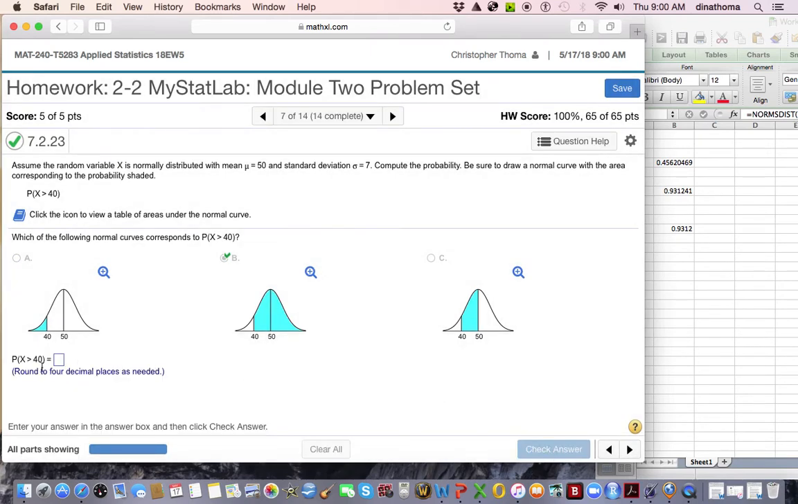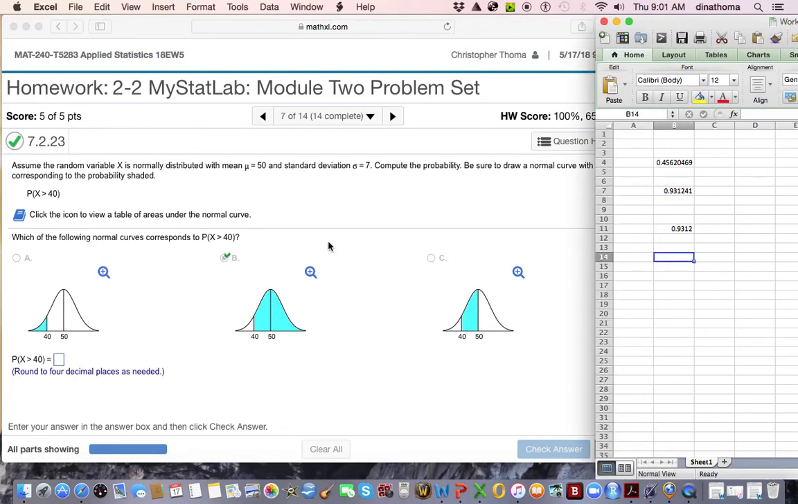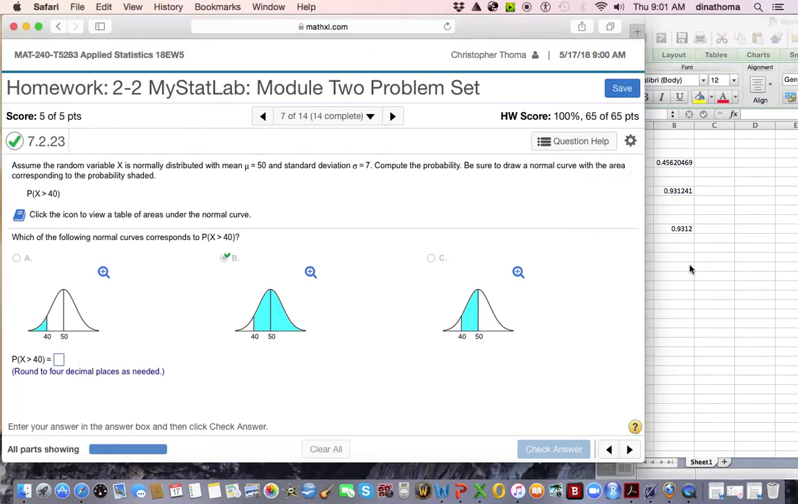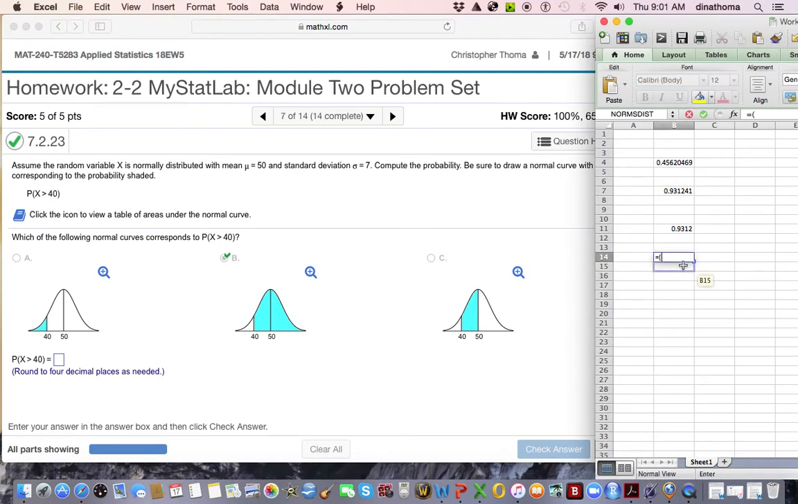Now, it wants me to find the probability of greater than 40. So here is where you have to use the Z formula. So this value is our X. So if I put equals X, which is 40, minus the mean, which is 50, you want to put it in parentheses, because if you don't, because of order of operations, the computer, or your calculator, whatever you use, is not going to give you the right value. So put it in parentheses, and then you're going to divide by the standard deviation, which is 7. And there is your Z score. So Z equals that value.